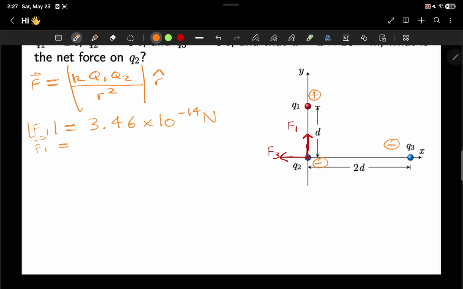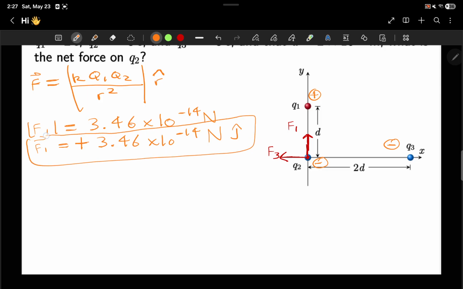So now that we have the magnitude of force 1, we already have the direction because we drew the vector. The direction is in the positive y-axis. So you could write this in unit vector notation like this, j hat. Now we do the same for force 3.